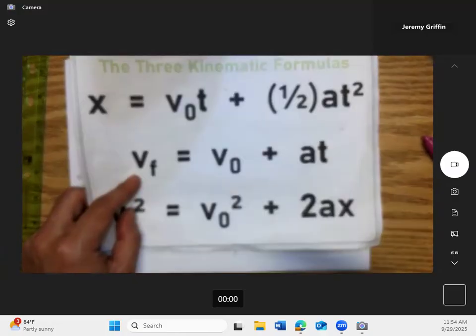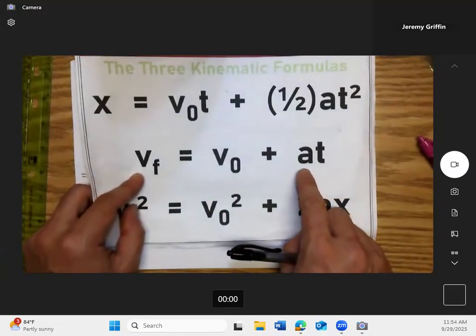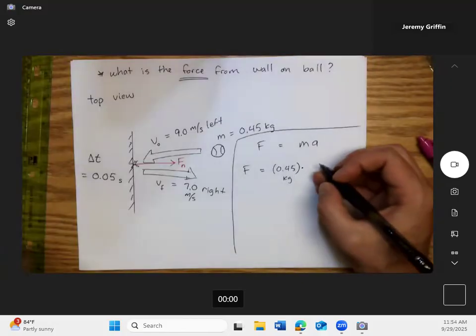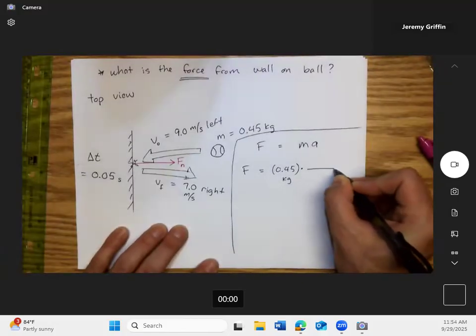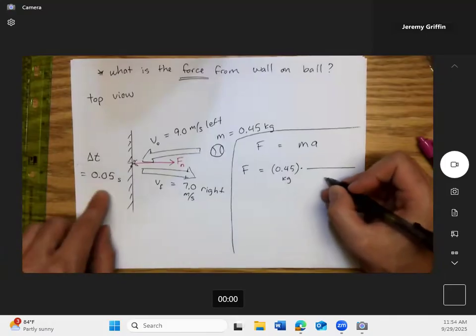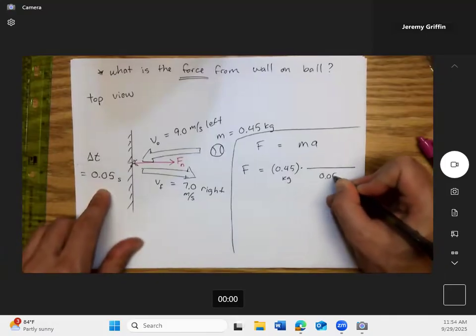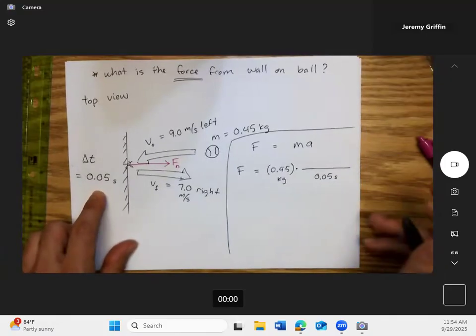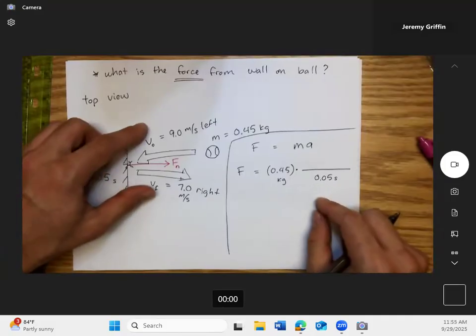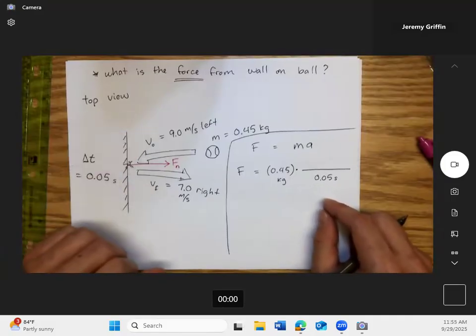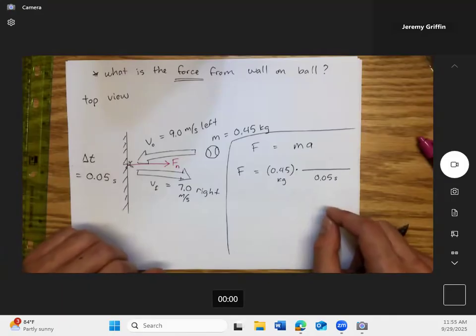Wasn't that actually the initial definition of acceleration? Rate of change of velocity. I'll put that right here. So change of velocity over change in time. And I know the time interval is 0.05 seconds. But what about the change of velocity? What is the change of velocity of the ball? And don't say 2.